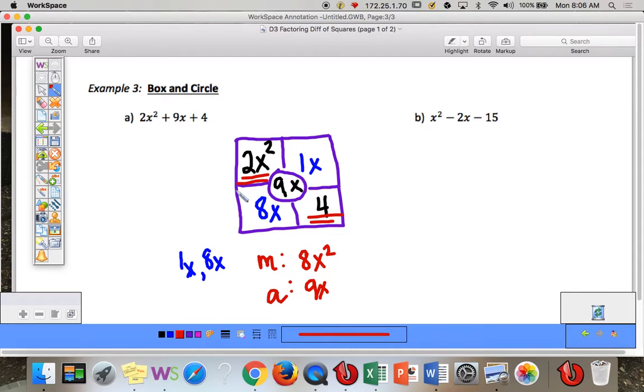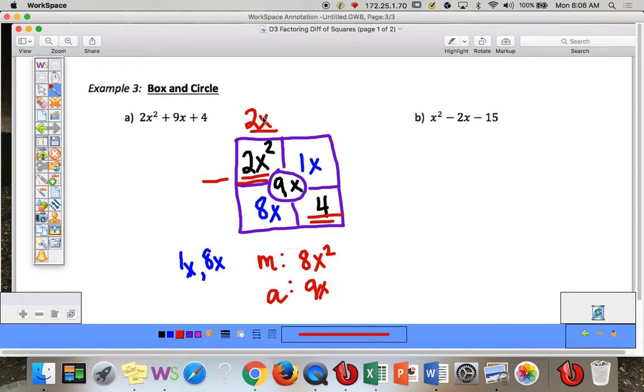Now we get the outside of the box. So we want to know what multiplies to 2x squared. Well, that would be 2x and x. Be careful where you put the 2. If you put the 2x here, it's really easy to get the 8x. If you were to put the 2x on the side here, you'd have to multiply by a decimal to get the 1. So we don't want to put it on the side. We're going to put it on the top.